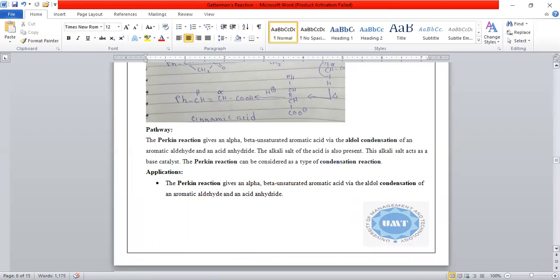The Perkin reaction gives an alpha beta unsaturated aromatic acid via the aldol condensation of an aromatic aldehyde and an acid anhydride. The alkali salt of the acid is also present. The alkali salt acts as a base catalyst. The Perkin reaction can be considered a type of condensation reaction. Now, if we talk of applications, the Perkin reaction gives an alpha beta unsaturated aromatic acid via the aldol condensation of an aromatic aldehyde and acetic anhydride.